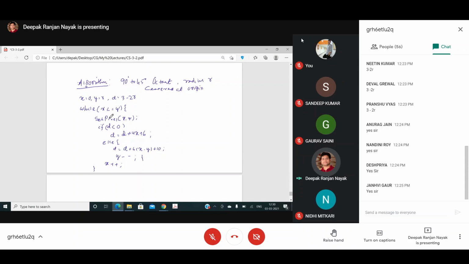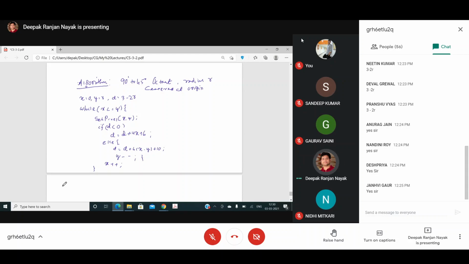So find out the pixel locations approximating the octant of a circle centered at 0, 0, where the radius is given. The questions will be: find out the pixel positions in the first octant, or sometimes the second octant.